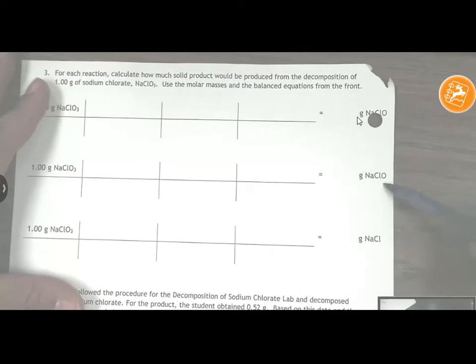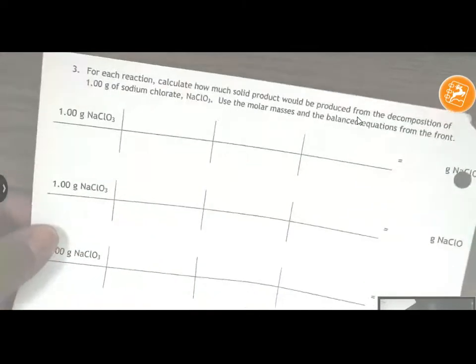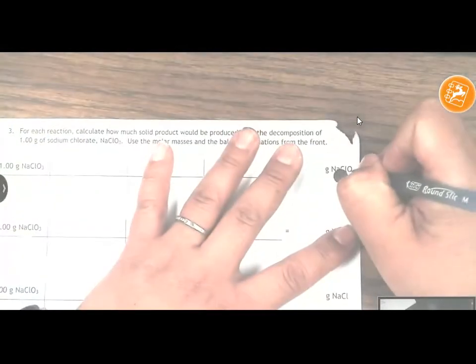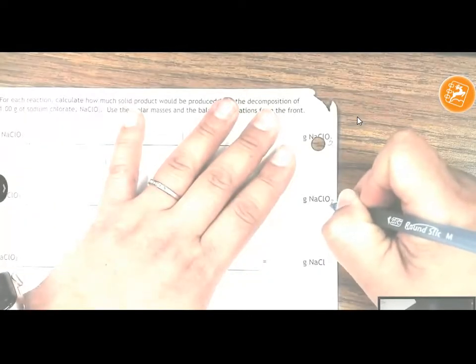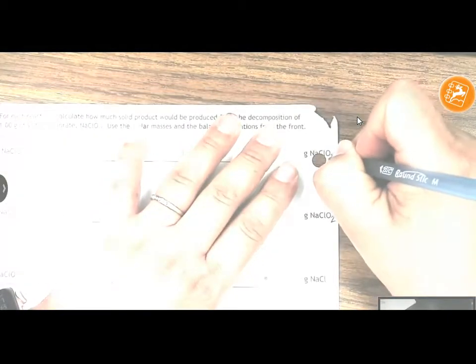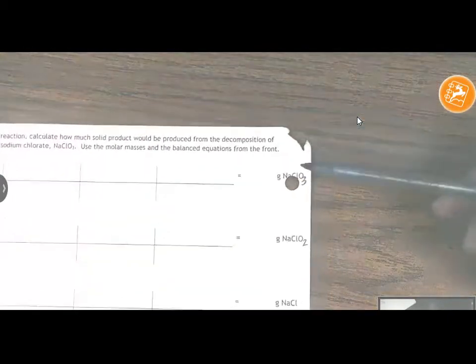NaCl. This one should say NaClO3, NaClO2. I just noticed that. So it should say grams of NaClO3.